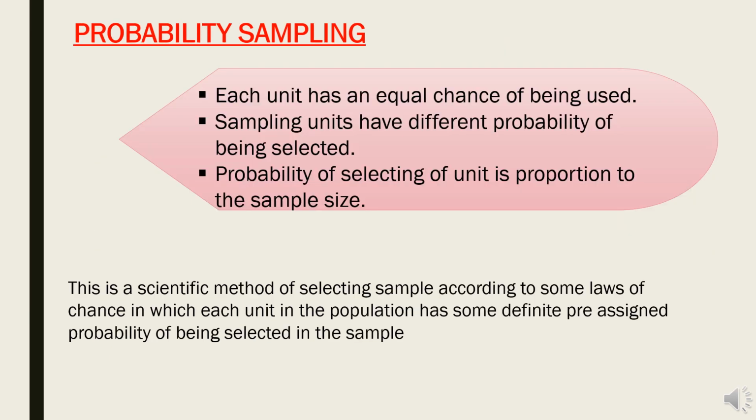Probability sampling. This is a scientific method of selecting samples according to some laws of chance in which each unit in the population has some definite pre-assigned probability of being selected in the sample. The different types of probability sampling are: each unit has an equal chance of being selected, sampling units have different probabilities of being selected, and probability of selection of a unit is proportional to the sample size.